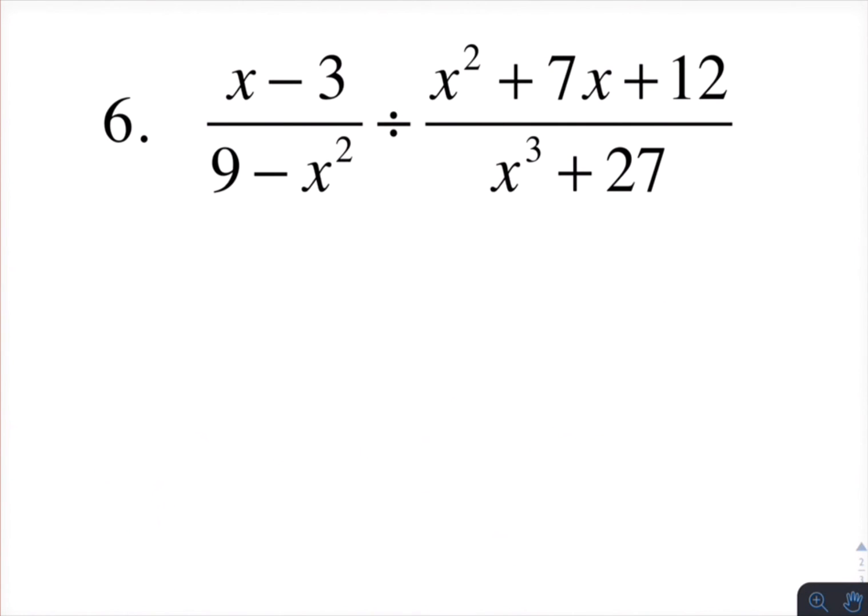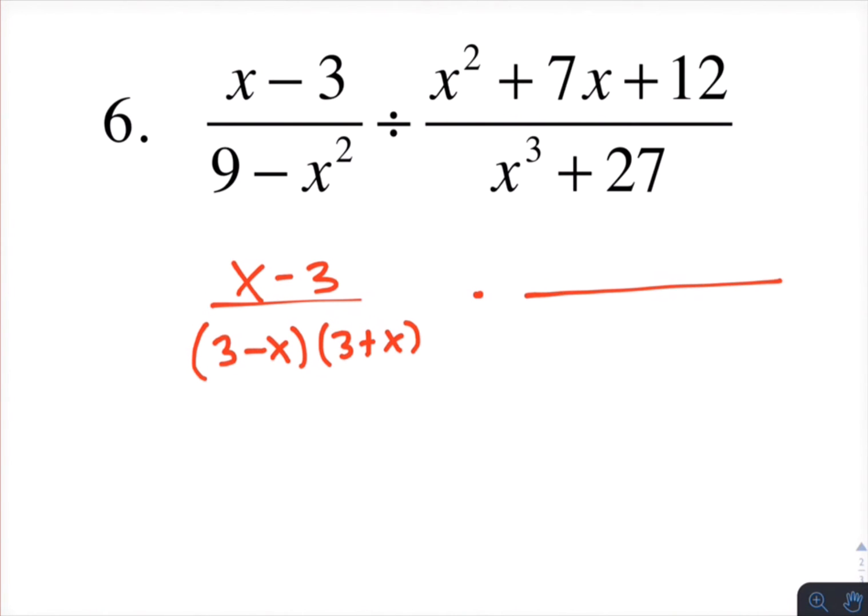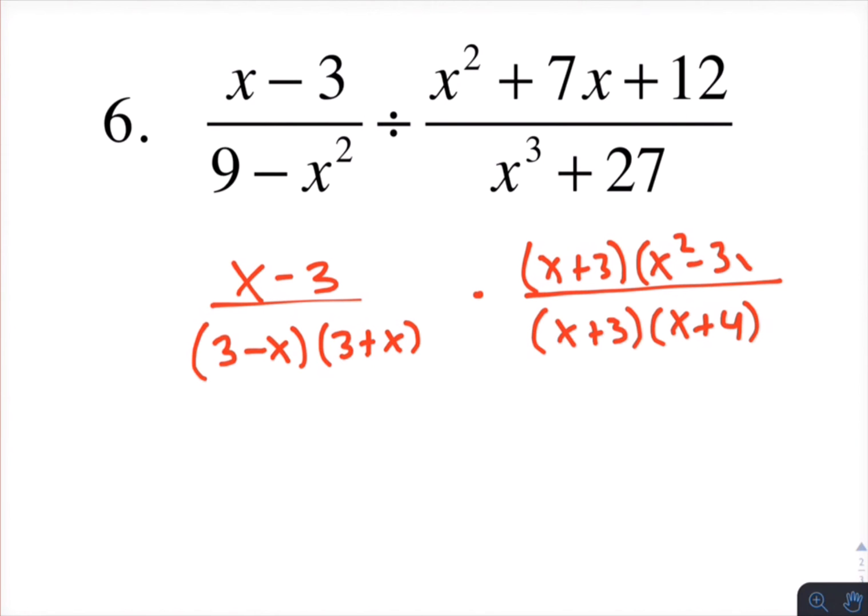There you go. Number 6 is a division problem. We treat it like a multiplication problem. The only difference is we're going to flip and multiply. So I factor as I had before. Now I'm going to multiply, so the numerator is going to go down to the denominator. And I factor it. And then we've got sum of cubes. And now I cancel. So I can cancel x minus 3 and 3 minus x, knowing that I need to leave behind a negative 1.